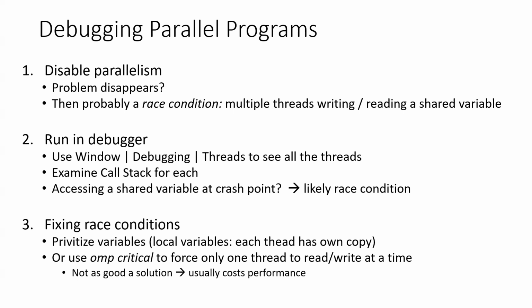To fix race conditions, the most convenient way is to privatize variables where you can. Making variables local variables ensures that each thread has its own copy. Or if there's no way of privatizing any variables and you need to ensure that it runs in the correct order or something, use OMP critical to force only one thread to read and write at a time. Usually it costs performance, so we don't want you to use that, but if it's not avoidable, use OMP critical.